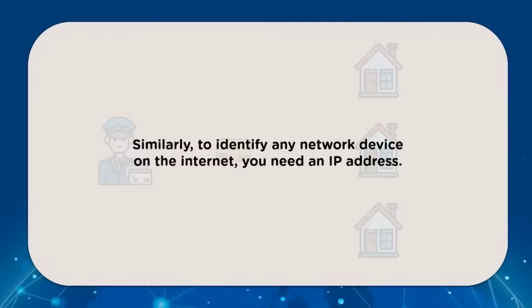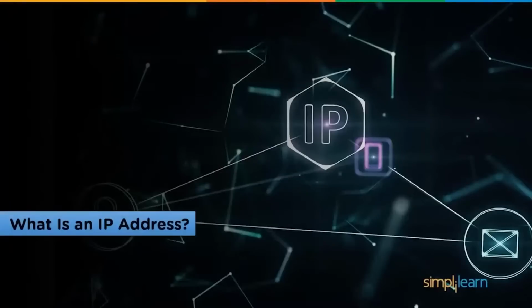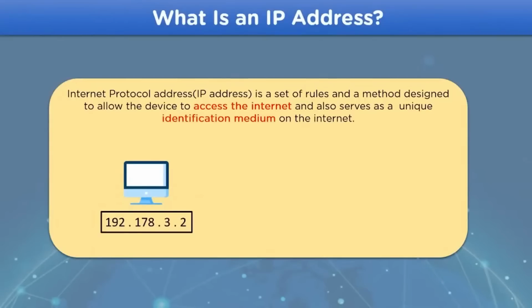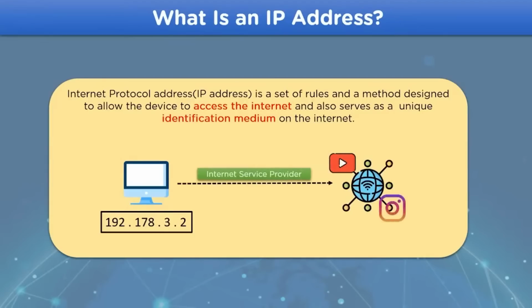Similarly, we also have an identification method on the internet that is known as IP address, which is used to identify different devices and the owner of that address. Firstly, we'll understand what exactly an IP address is. An IP address, or Internet Protocol address, is a unique numerical identifier assigned to every network device when it connects to the Internet. This address is assigned by the Internet Service Provider, which acts as a way for the system to access Internet applications and a unique identity for the device.